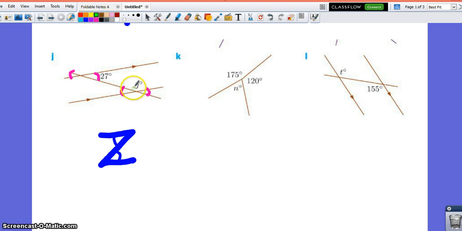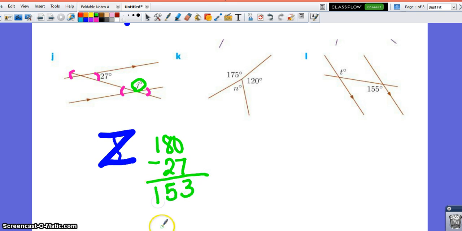Now the question though is, what is this measurement? Well, this is a straight line. And so if this is 27, what does this have to be? So what you're going to do is you're going to say 180 minus 27. 153. So this first answer should have been 153 degrees. Okay, let's look at this one.